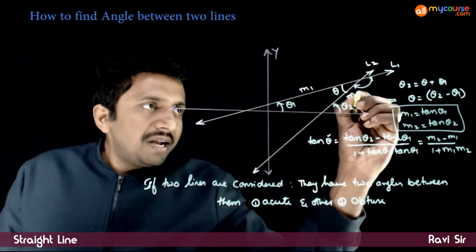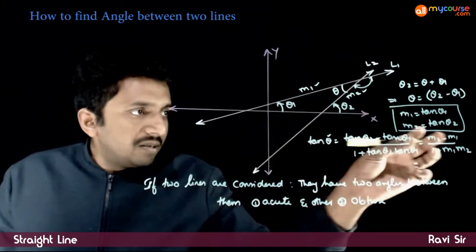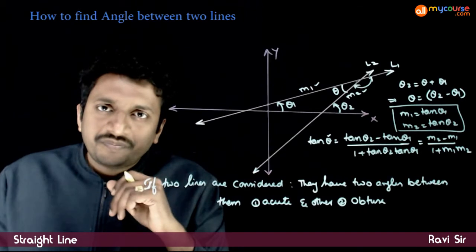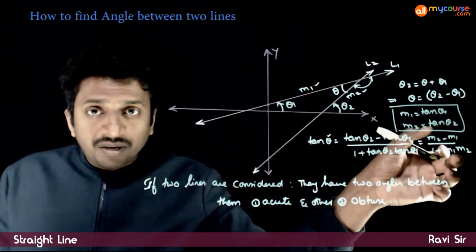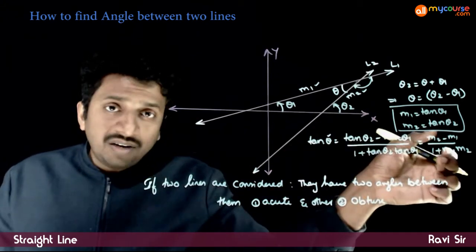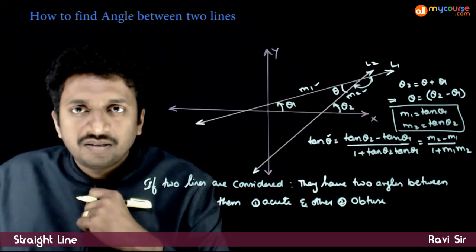Now depending on which order you take m1 and m2, sometimes you might get a positive number or a negative number. If you take the positive number, that means you are considering the acute angle. If you are taking the negative number, that means you are considering the obtuse angle, as simple as that.